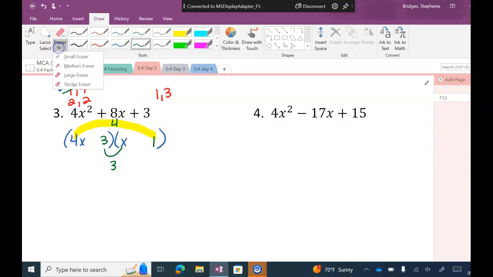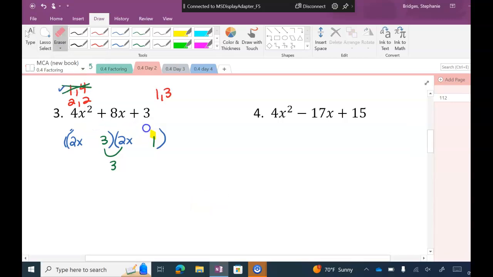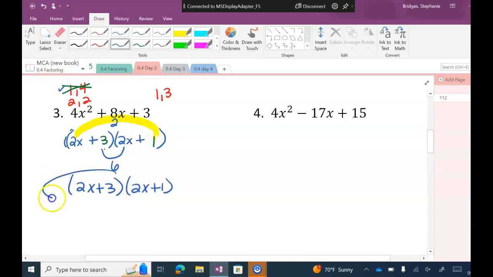2 and 2. So what I'm going to do is I'm going to erase that 1 and 4, and I'm going to try it with a 2 and a 2. Good news is those are the same numbers, so it wouldn't do any good to switch the 3 and the 1 because they're going to be the same here. So let's try again. What's 2 times 1? 2. And then the inside products, 3 times 2 is 6. Do those add to give me 8? Yes. Okay. Are my signs the same or different? Same. And they're both going to be positive. Good. So my factored answer looks like that.